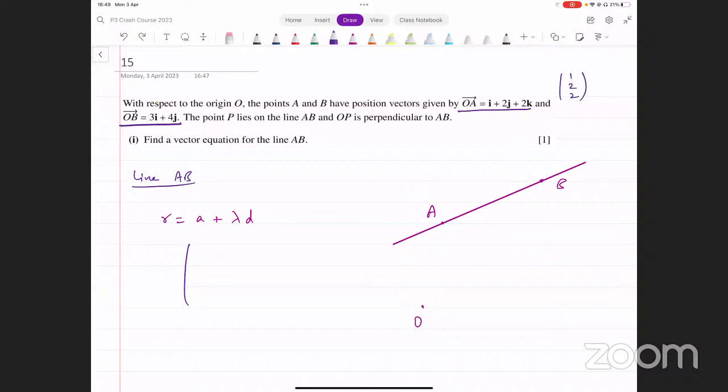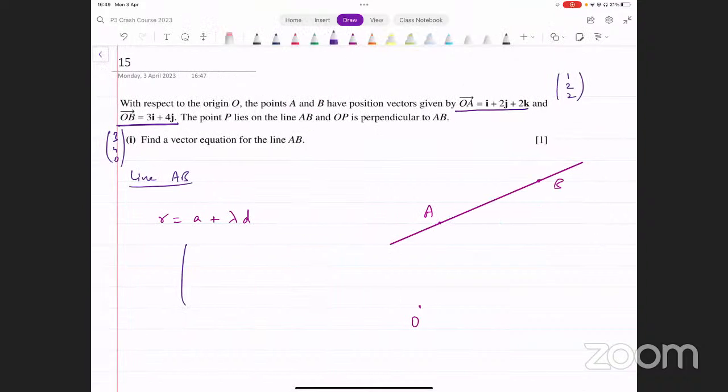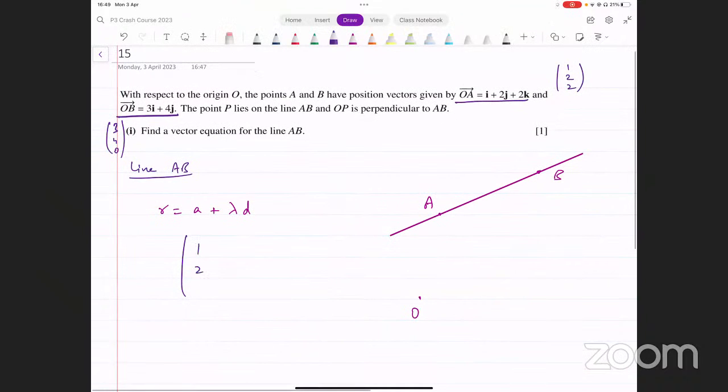3i plus 4j. If you write this in vector form, it would be 3 4 and 0. There's no k component, so that's 3 4 0. You could use any one of these 2 points. Either use 1 2 2 or 3 4 0. Use that here, so that is going to give you 1 2 2 plus lambda into d.